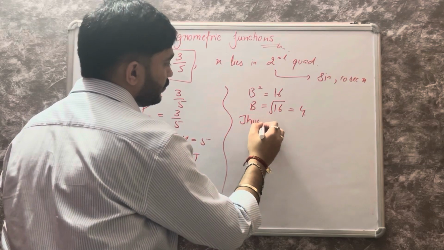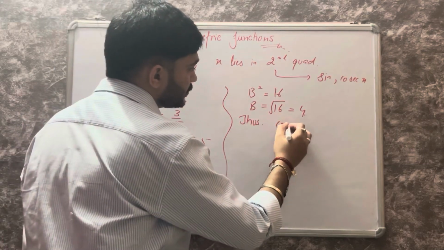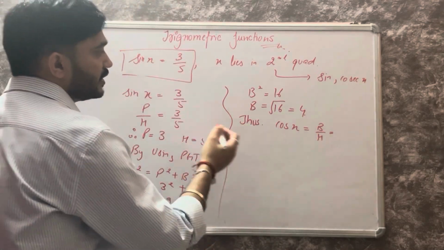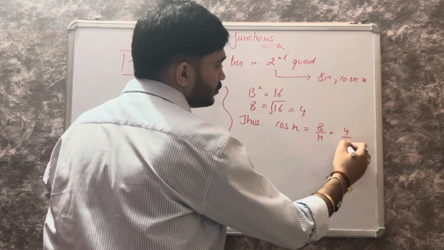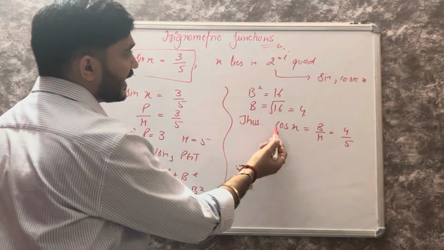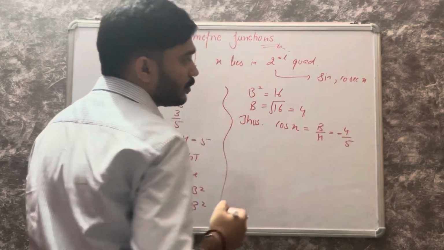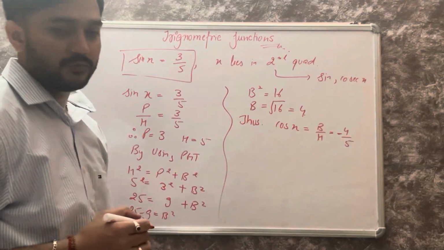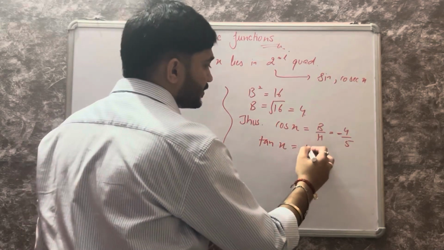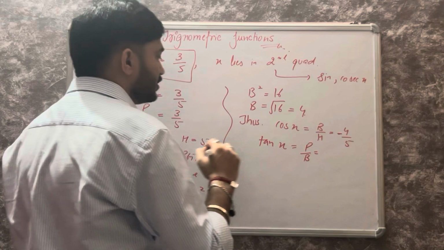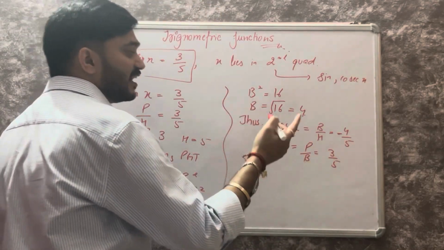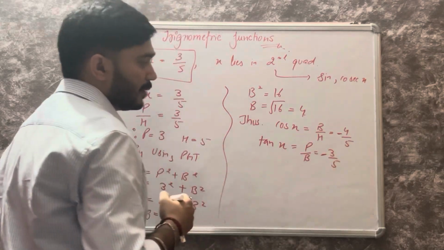Now we have to find the value of cos x, that is base upon hypotenuse. What is base here? 4, and what is hypotenuse here? 5. And we are going to put the sign. Since cos x is negative in the second quadrant, we are going to put negative on it. Then tan x. Tan x is perpendicular upon base. What is the value of perpendicular? 3 upon 5. Tan is also negative in the second quadrant, so we are going to put minus on it.